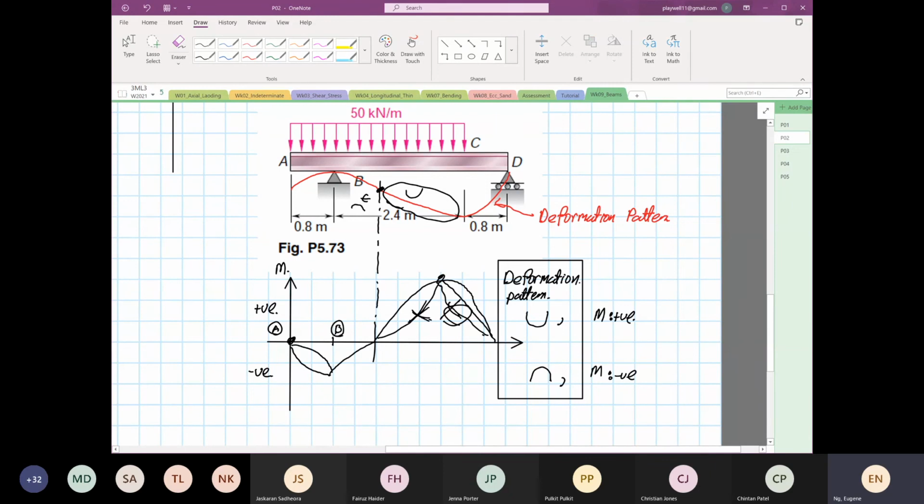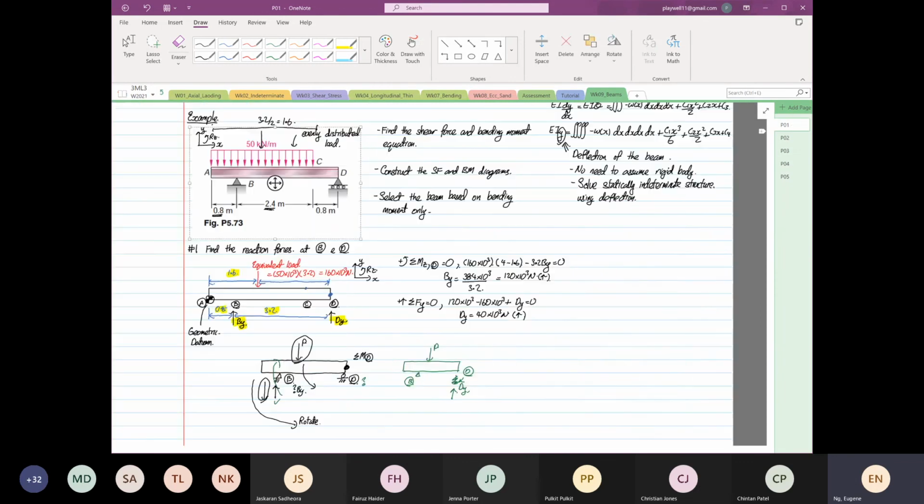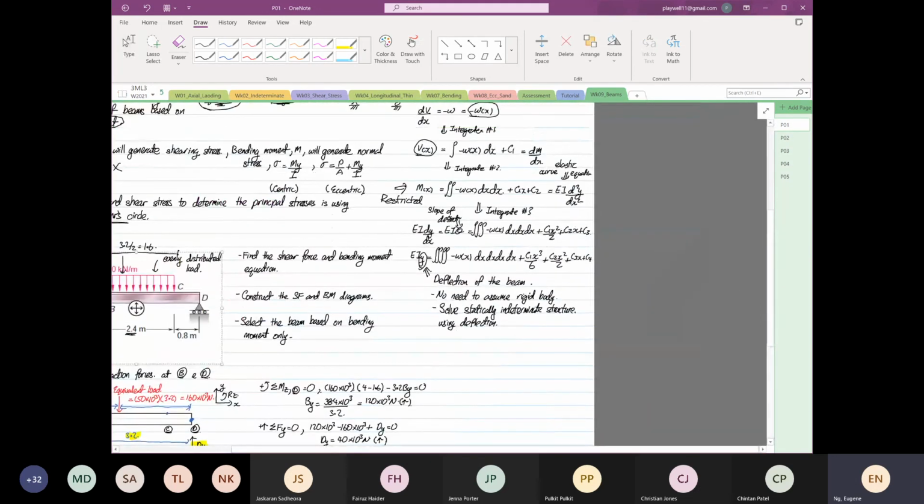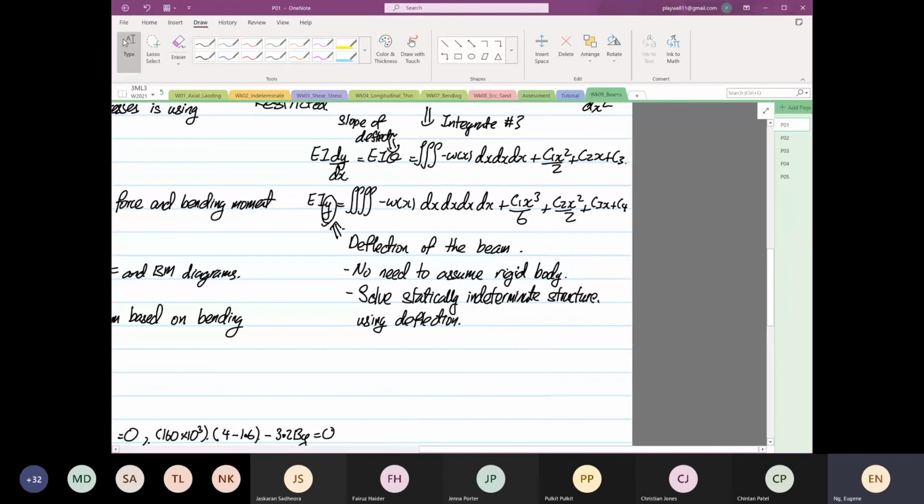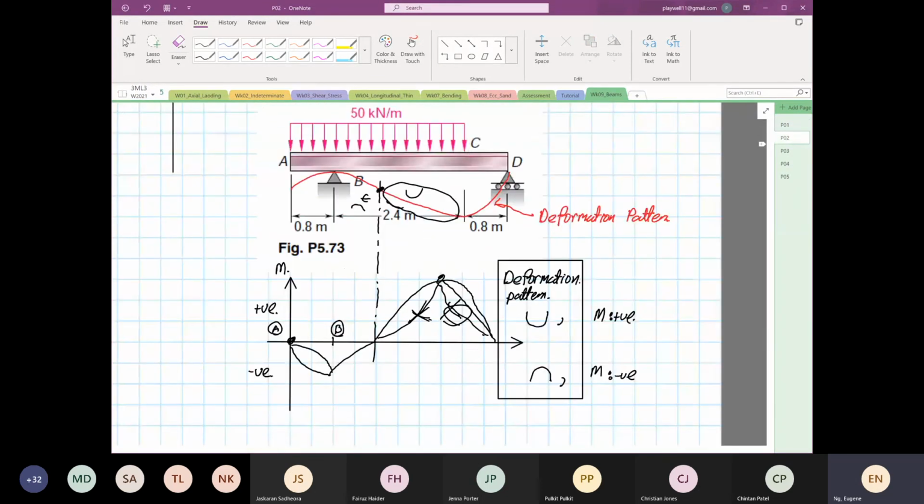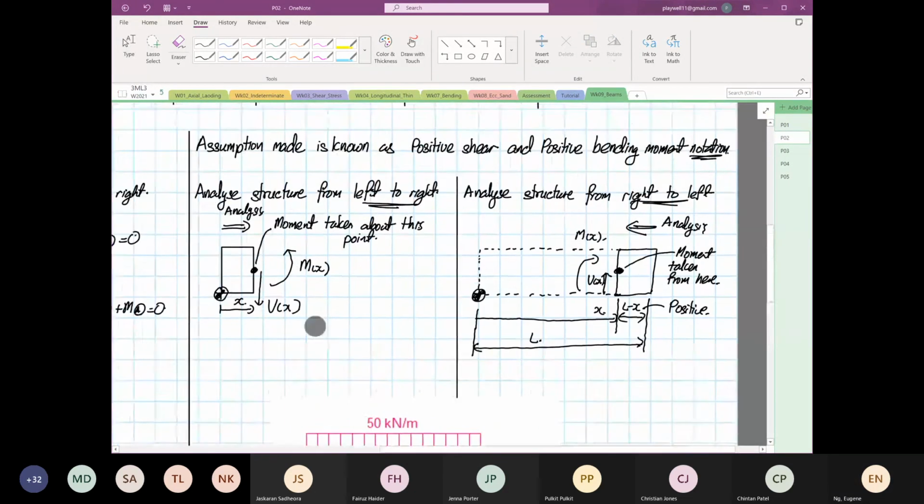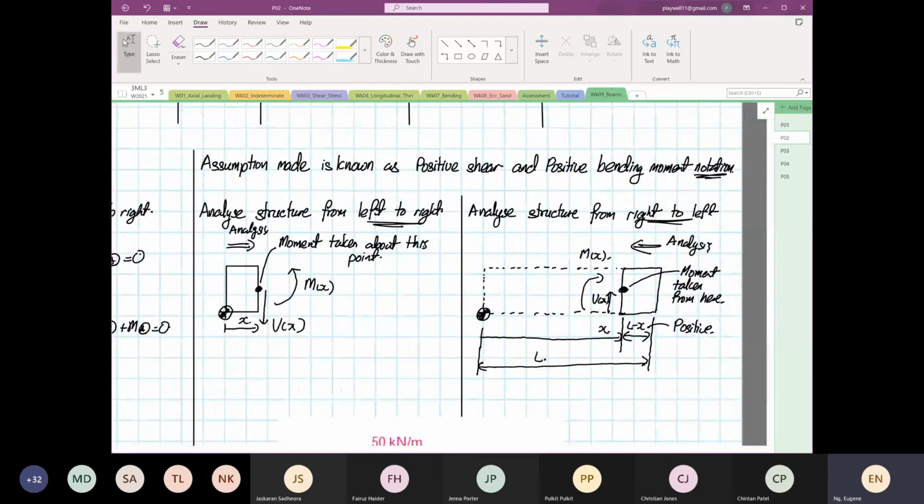So that is what we mean by understanding the deformation pattern and relating it to moment. For this case, you can already relate it to what? Later on, I'll teach you how to relate it with deflection. But I'm building a trend so y'all can visualize this. Now the next one, we're going to apply this concept.